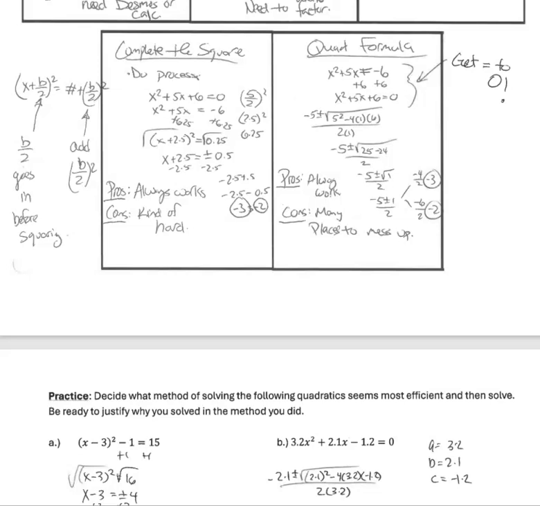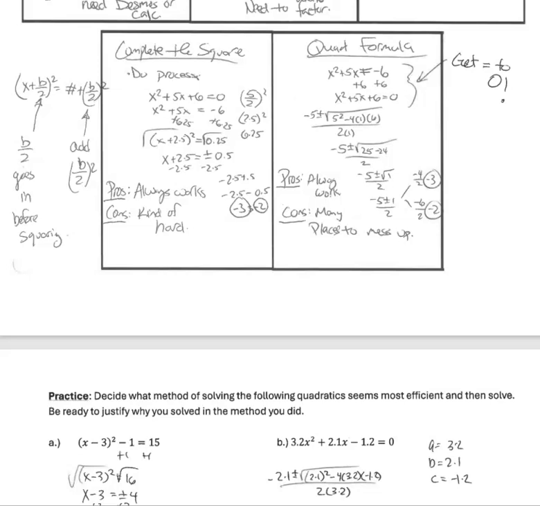You would subtract 2.5, subtract 2.5, and you get negative 2.5 plus 0.5 and negative 2.5 minus 0.5, and that gets you -3 and -2. Now, the pros of this, it always works. The cons are it's kind of hard. You got to remember how to get that number that completes a square. You have to remember the number that goes inside the parentheses is the b/2 before it is squared. There's many different steps that you can mess up on.